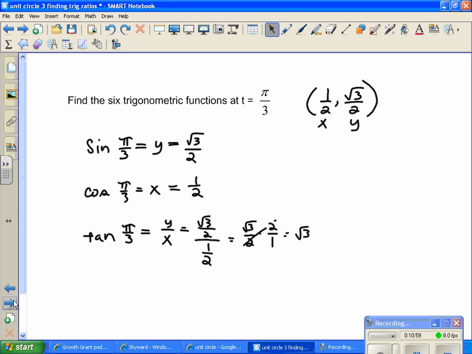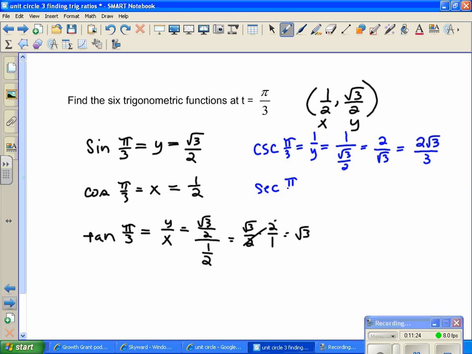Okay, now if I find the reciprocal functions, the cosecant of pi thirds is 1 divided by y, which is 1 over the square root of 3 over 2, or 2 divided by the square root of 3. If you rationalize that answer, it would be 2 square root of 3 over 3. Likewise, the reciprocal of the cosine of pi thirds would be secant, which is 1 over x, or 1 over 1/2, which makes 2.